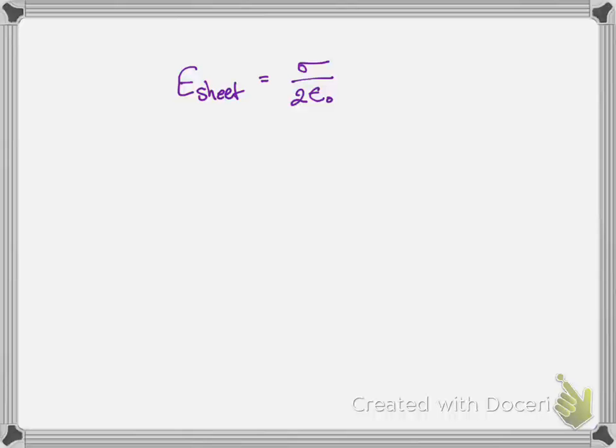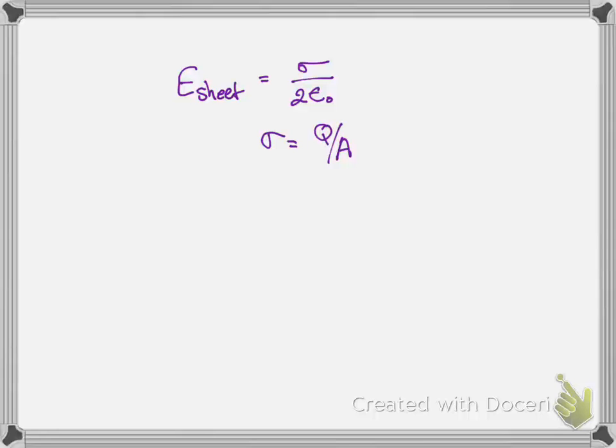So the electric field of a sheet of charge, an infinite sheet of charge, is sigma over 2 epsilon 0, where sigma is a constant and 2 is obviously a constant, epsilon 0 is a constant. Remember that sigma is just the charge per unit area, and this is assuming that it is uniformly charged, just like the Earth has a uniform gravitational field close to the surface of the Earth. The sheet is uniformly charged.